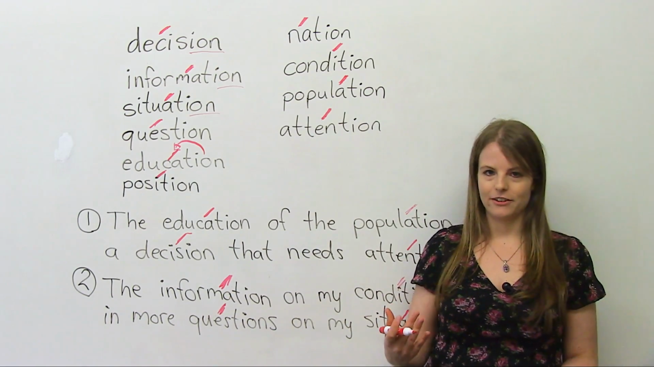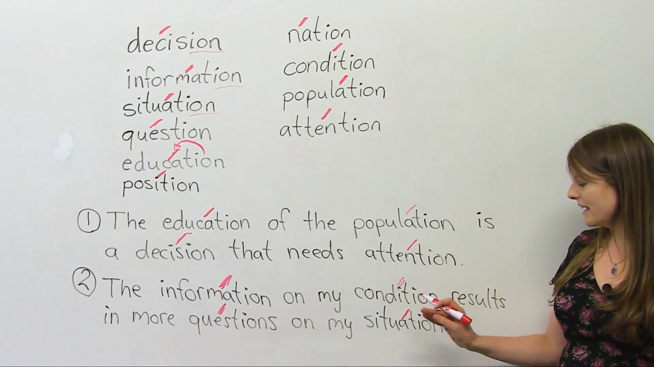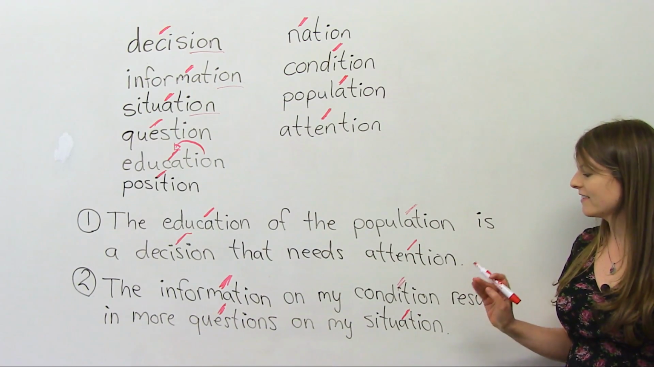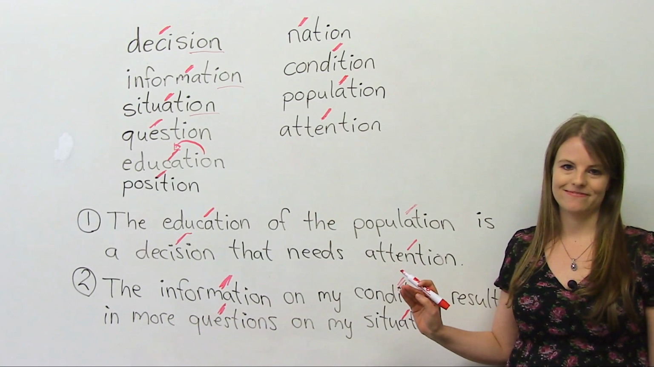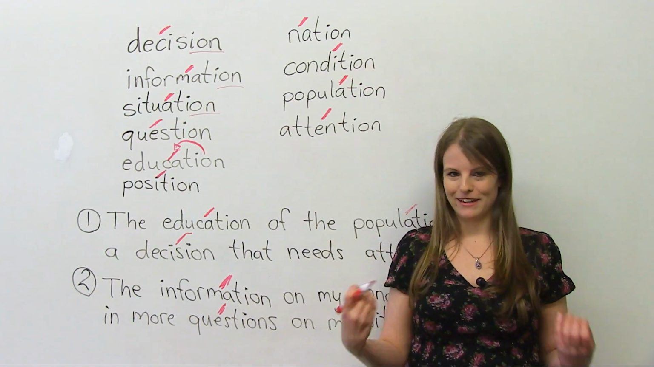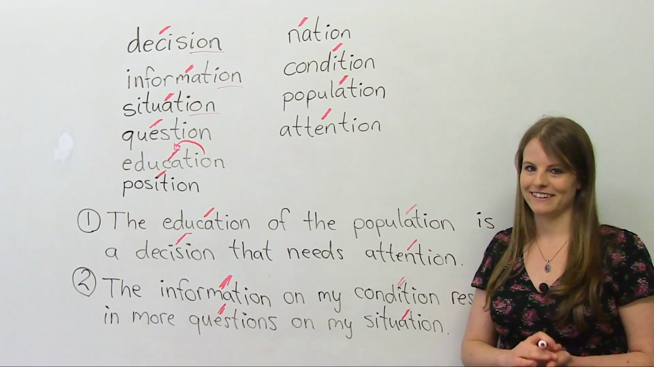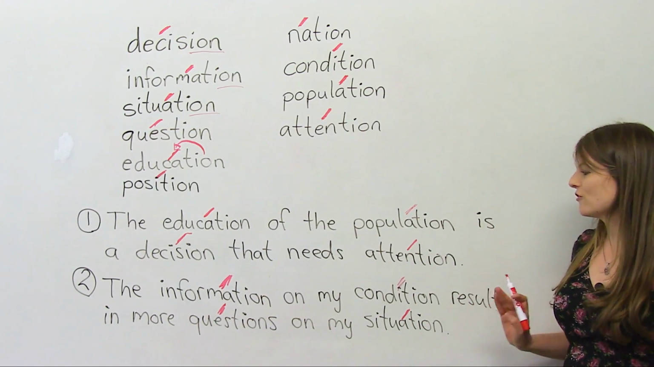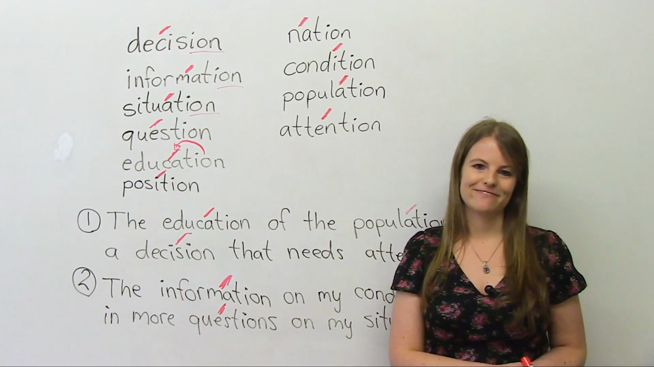All right, let's say this together. The information on my condition results in more questions on my situation. Now I want you to try this one time quickly. All right, let's see how quick you can do it. I'll say it my fastest. The information on my condition results in more questions on my situation.